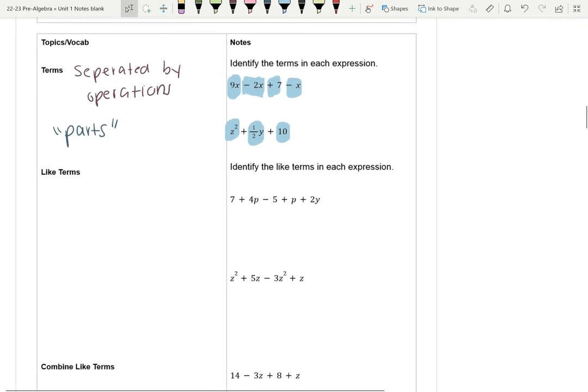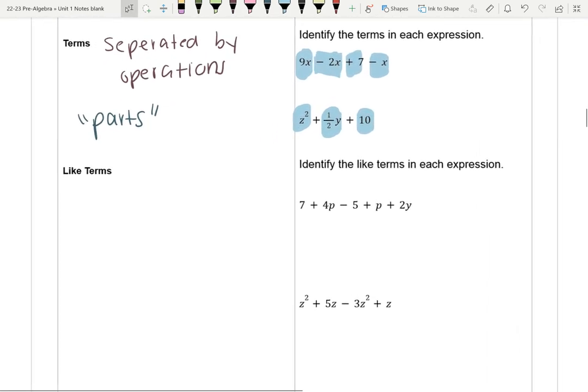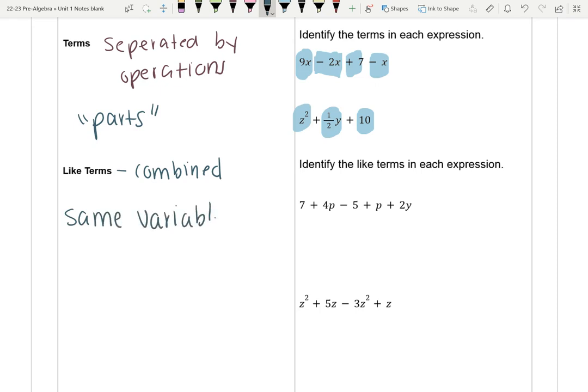Now we have like terms. Like terms can be combined. We're going to do that next, but they can be combined. Like terms must have the same variable, which you remember, variable means letter, and they also have to have the same exponent. So we're going to go through and identify like terms now.